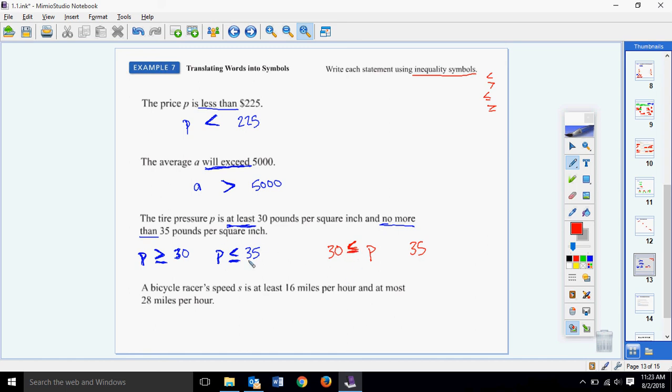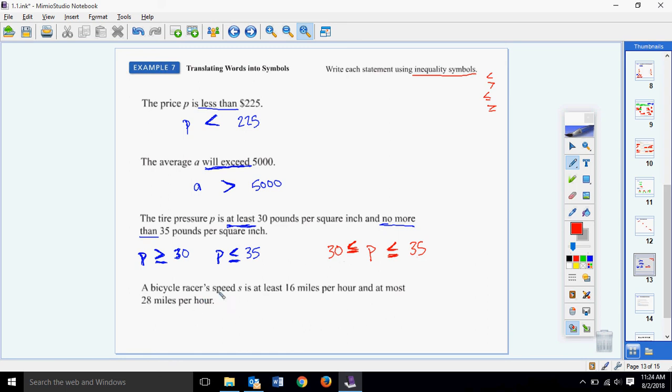Now when I'm talking about the P and the 35, the alligator mouth is eating the 35. So over here I need the alligator mouth to eat 35, and that's the less than or equal to symbol. So this is my final answer. This is my compound inequality. The pressure is at least 30 at the smallest and no more than 35. So P, the pressure, is somewhere in between 30 and 35.